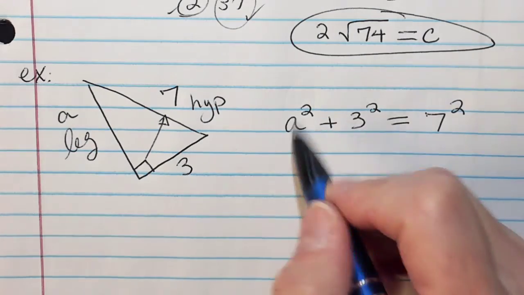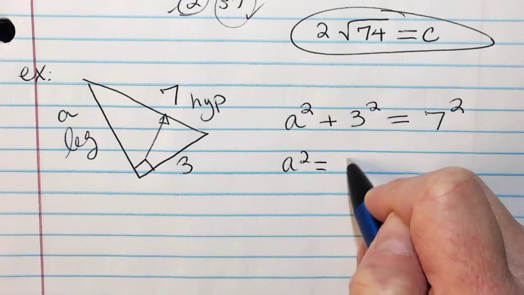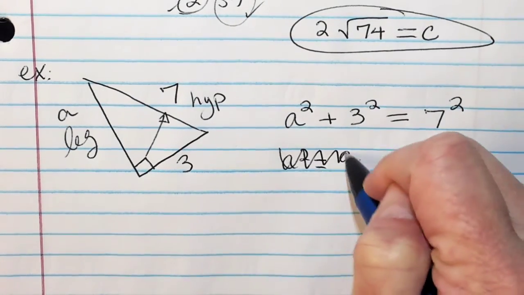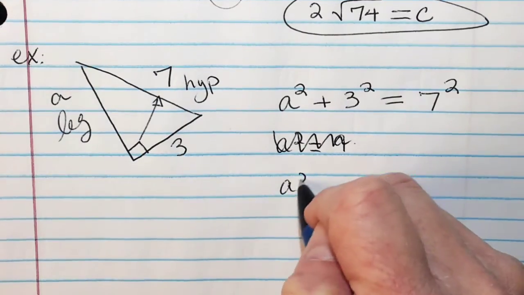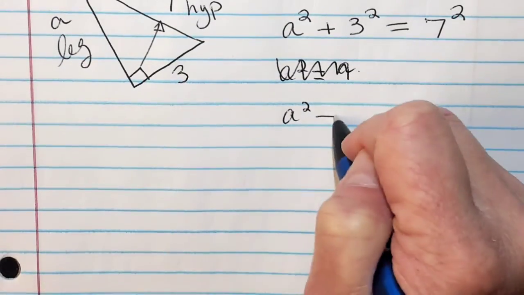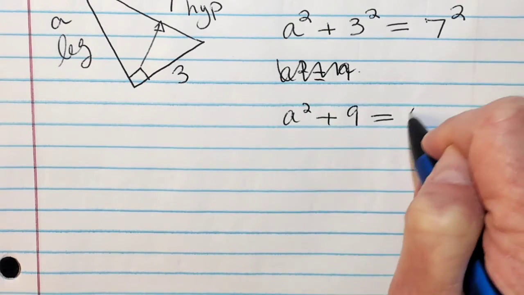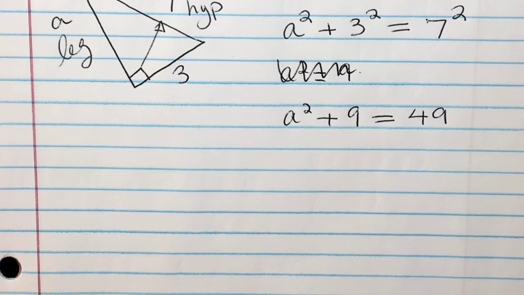Let's clean it up. 3 squared is 9. Oops. Where's my whiteout? I had an oops. Let me fix that. 3 squared is 9. I should have a plus sign in front of that. And 7 squared is 49.